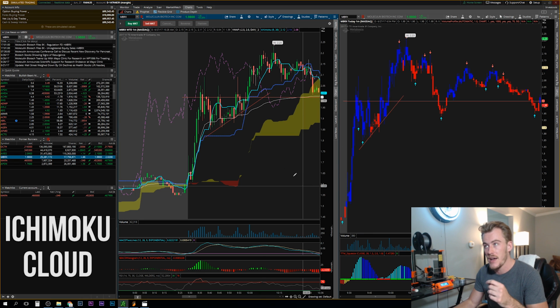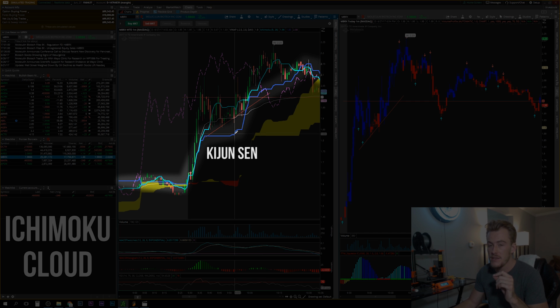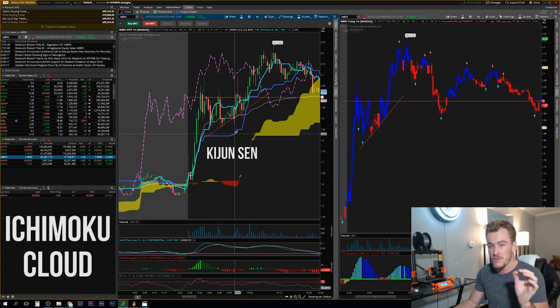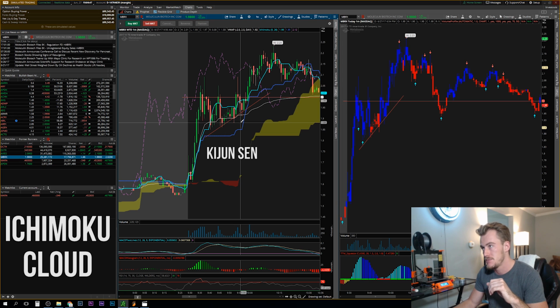Now the Kijun line is the dark blue line, and it is the average of the last 26 periods' highs and lows, and it is the second line of support for a breakout if it's going to happen.